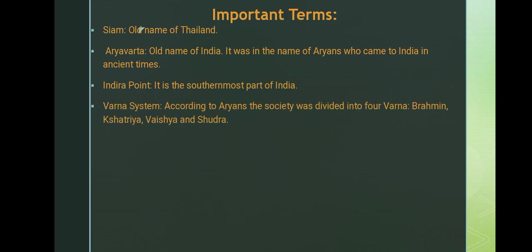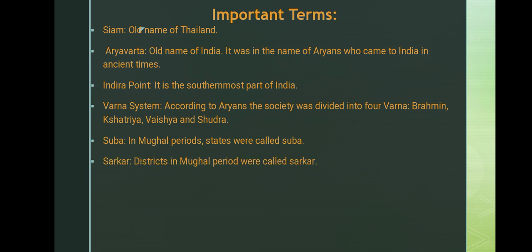Varna system, according to Aryans, the society was divided into four Varnas: Brahmin, Kshatriya, Vaishya, and Shudras. Suba, in the Mughal period, states were called Suba. Sarkar, districts in the Mughal period were called Sarkar. Mahal, towns and villages were called Mahal in the Mughal period.